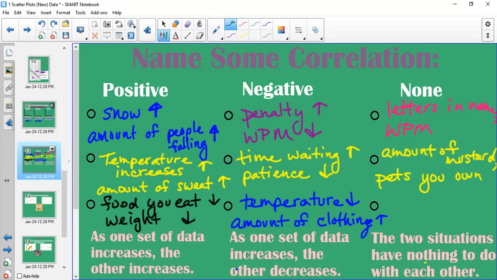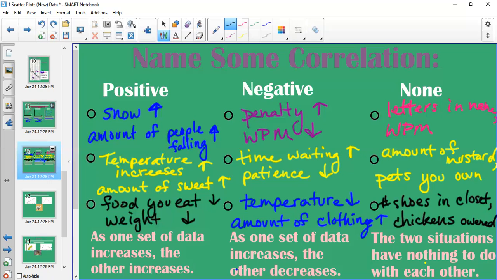We could also do number of shoes in your closet. And somebody, I think in one class, said number of chickens you own. So chickens owned. They probably have nothing to do with each other. And those are examples of what no correlation looks like.